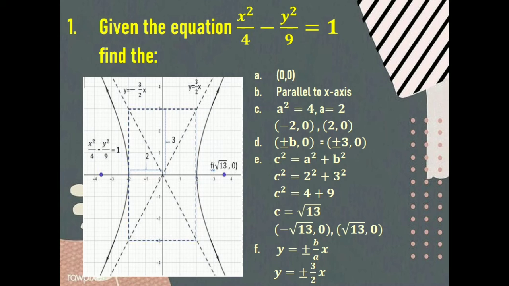Next is the equation of asymptotes. y equals plus or minus b over a x. Substitute the values of b and a. So y equals plus or minus 3 over 2 x. And just simply use the GeoGebra graphing calculator to input the equation and the following values of its properties.